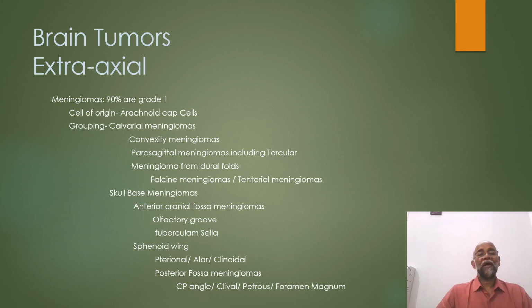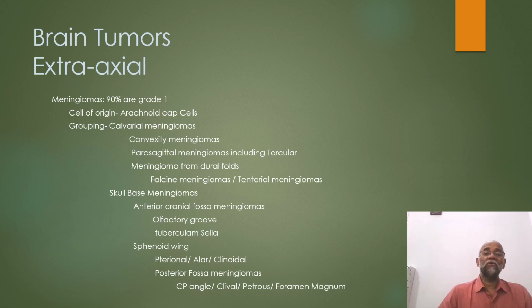Amongst the extraaxial brain tumors, that is tumors which are intracranial but outside the brain substance, meningiomas are the commonest. Meningiomas are good tumors to have because 90% of meningiomas are benign, grade 1. The cell of origin of a meningioma is from what are called arachnoid cap cells arising from the arachnoid.